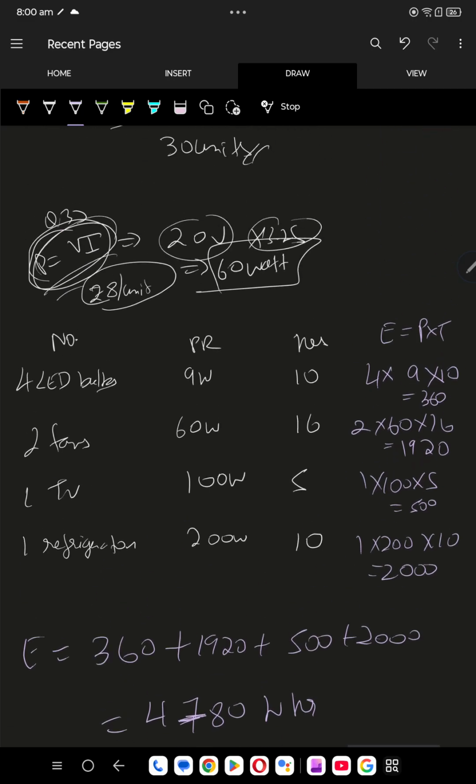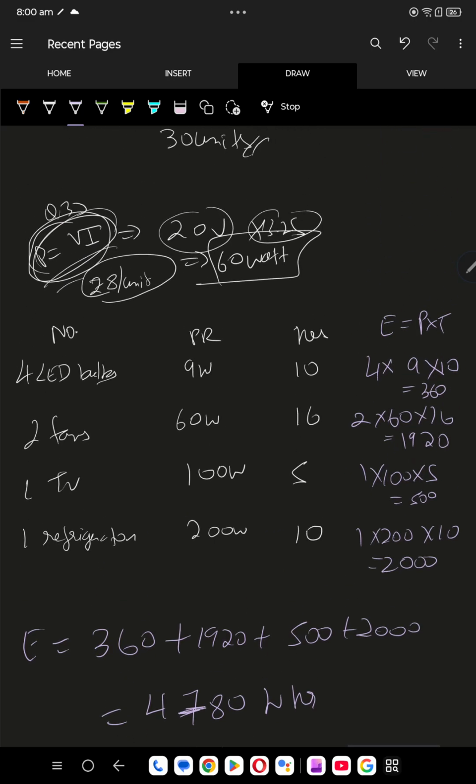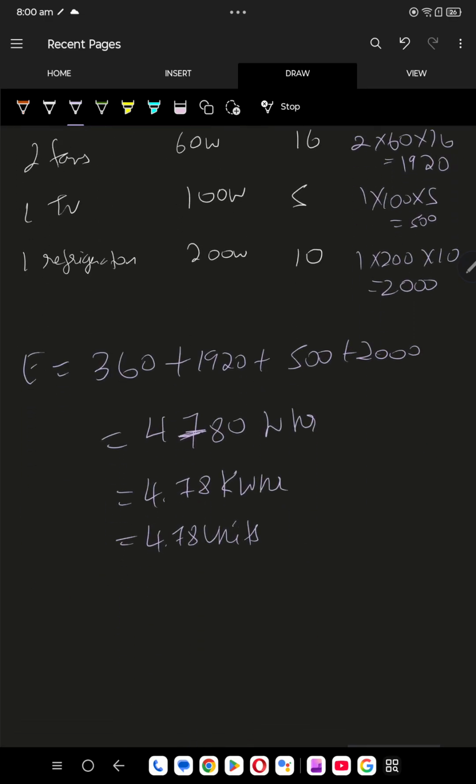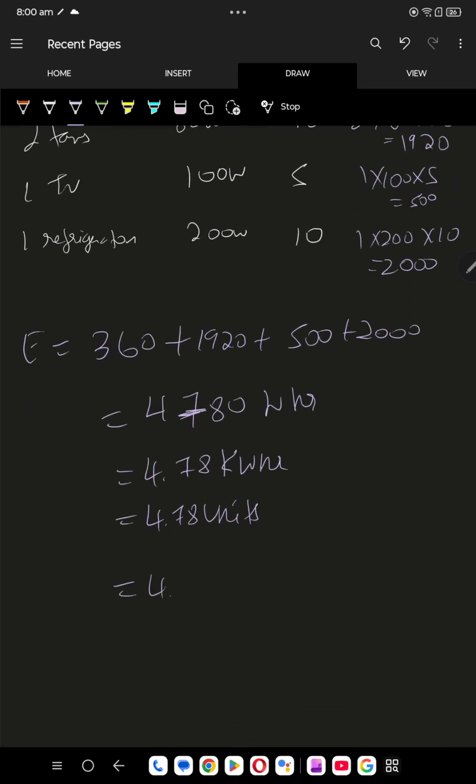Per month we wanted, right? In the month end, how much bill will come? So that is going to be 4.78 into 30. That is going to be 143.4 units. This is per month. This is per day.